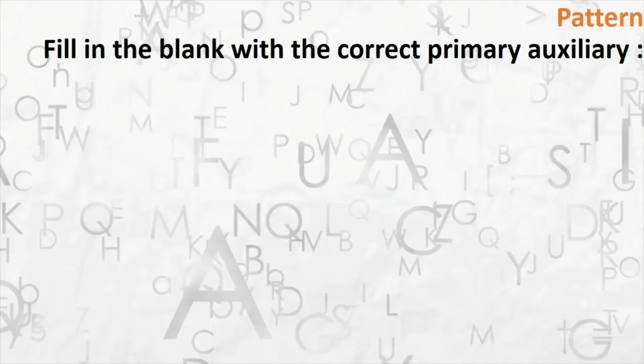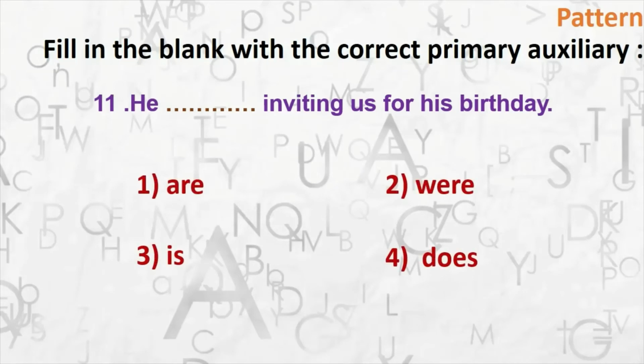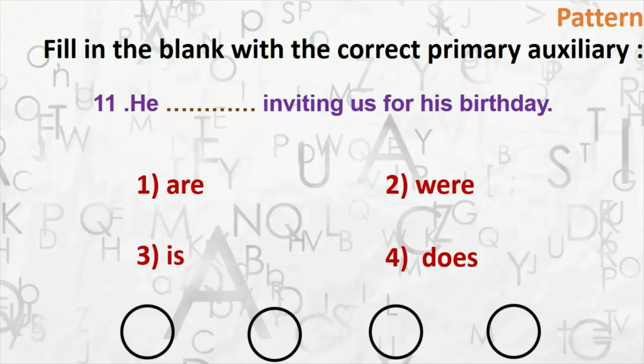Okay, moving to pattern 3, where we follow the same pattern, but instead of putting the modal auxiliary into the blank, we add the primary auxiliary into the blank, and this will be much simpler. So let's check out the first example here, example number 11 in the video. He dash inviting us for his birthday. He are inviting, were inviting, is inviting, or does inviting? Yes, he is inviting us for his birthday. So it is option number 3, which is the correct answer.